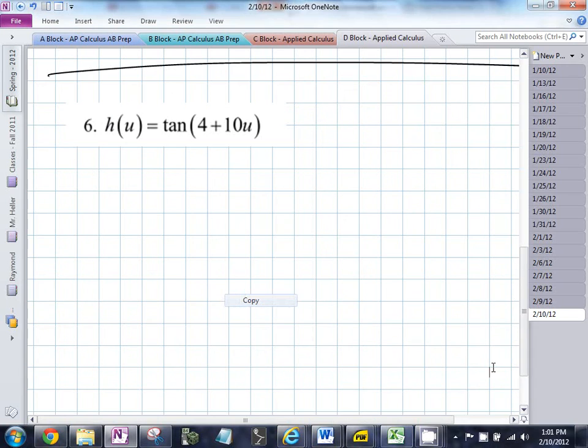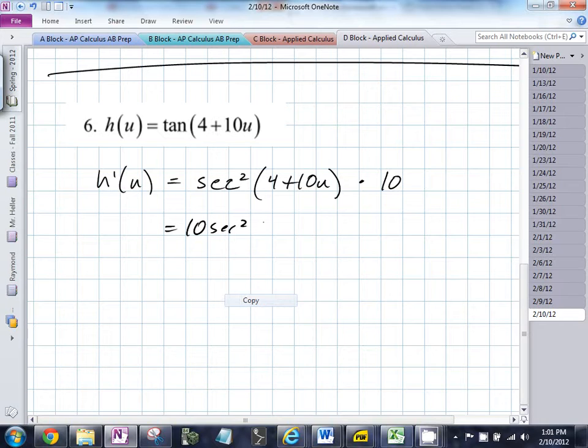Derivative of tangent. So that's equal to secant squared, you said? So secant squared of 4 plus 10u. But then what do you have to multiply by on the outside? Times 10. Leave it as 10 secant squared of 4 plus 10u. Done. That's it. So you want us to always bunch it?